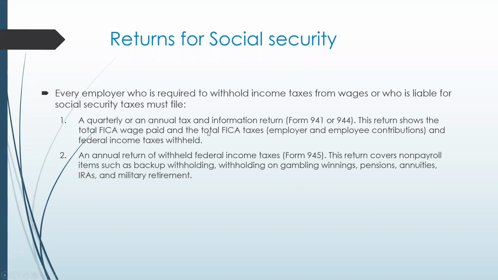Every employer who's required to withhold income taxes from wages or who is liable for Social Security taxes must file the following: a quarterly or an annual tax and information return, which is a 941 or a 944. This return shows the FICA wages paid, the total FICA taxes, and the federal income tax withheld. So this is all added together and filed usually on a quarterly basis.